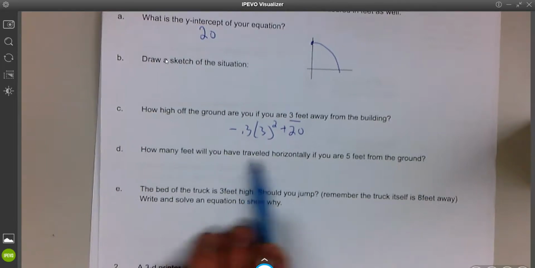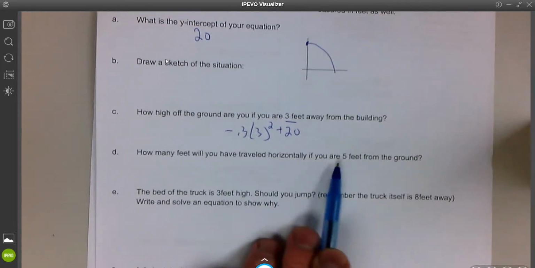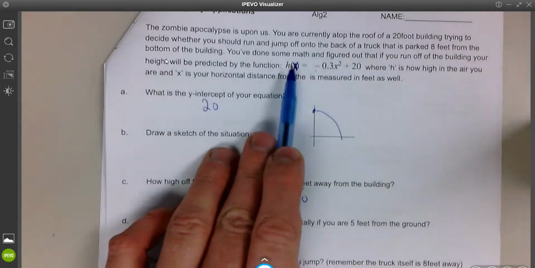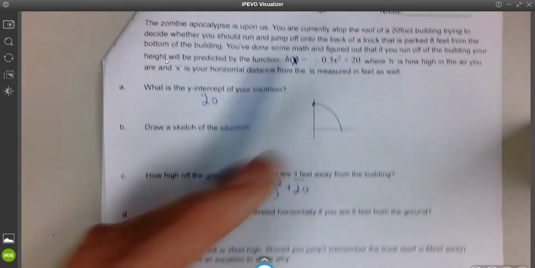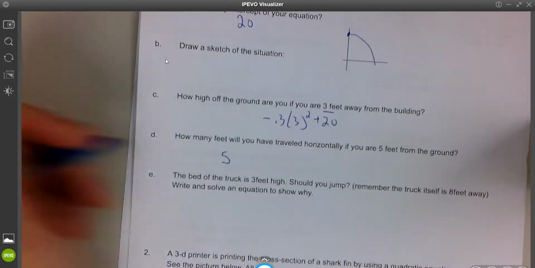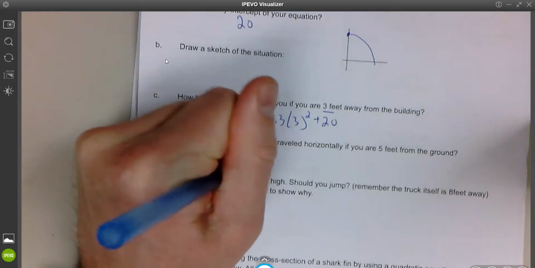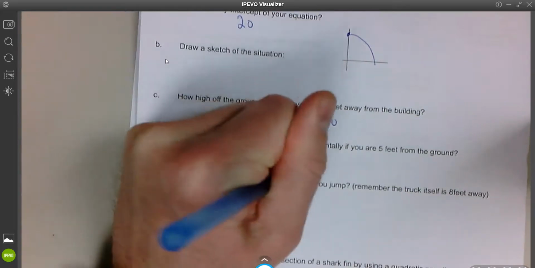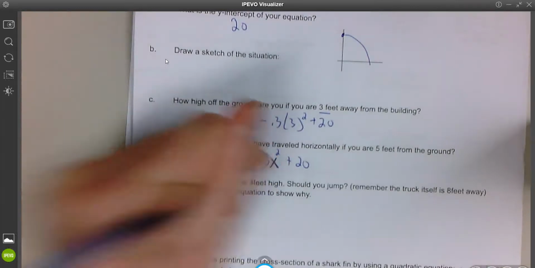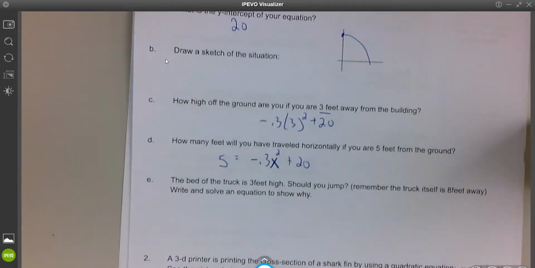Next one says, how many feet will you have traveled horizontally? I don't know what X is. What does X have to be if you're 5 feet off the ground? That's H. I'm telling you what H is. H is 5, and you need to work backwards and find X. So let's see what that looks like. H is 5, so 5 equals negative 0.3 X squared plus 20. This should look just like what we were solving on the other page. This is a square root property problem.